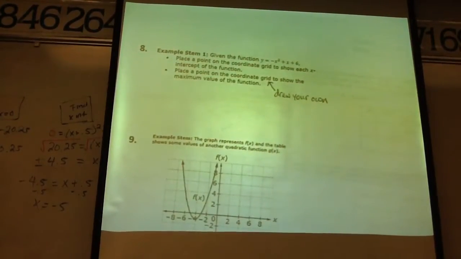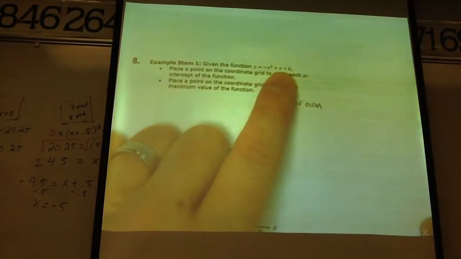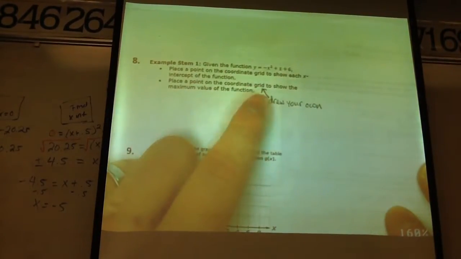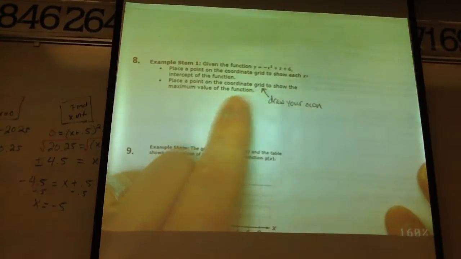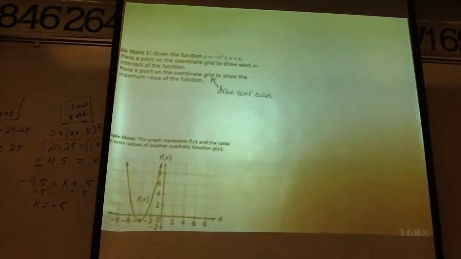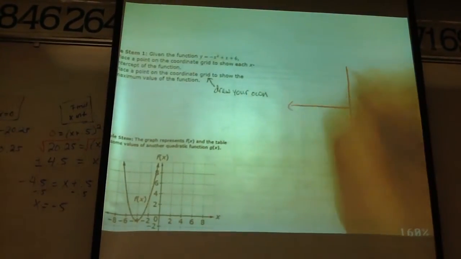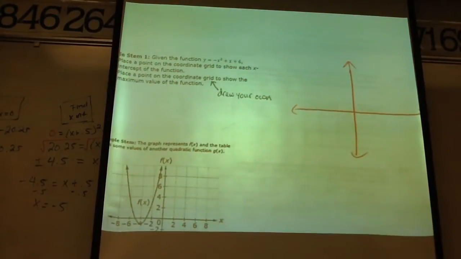Maybe the graph. They give you a function, place a point on the coordinate grid to show the x-intercept, place a point to show the maximum value. I'm assuming on the computer they're going to have a grid, just like the soccer ball, and you just click and put a point where it goes.